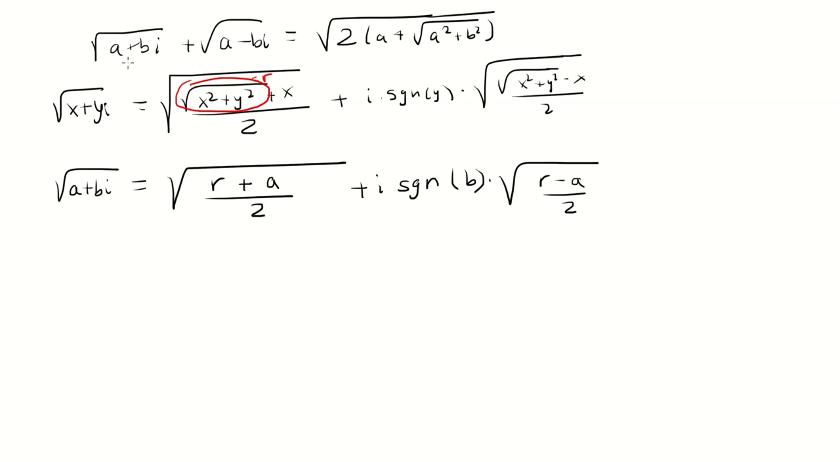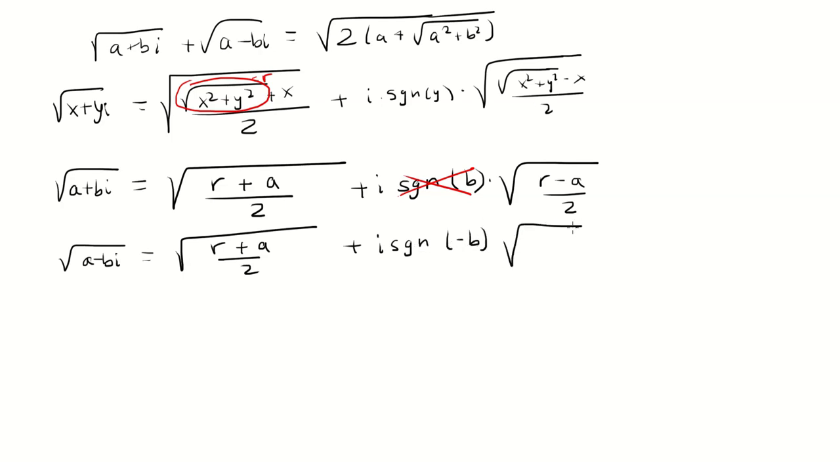Now the sign of b is positive here, so we'll say this is 1, and multiplying by that is just itself. And then the square root of a minus bi is going to be the same thing. It's the square root of r plus a over 2, plus i times the sign of now negative b, times the square root of r minus a over 2, and the sign of negative b is negative 1.